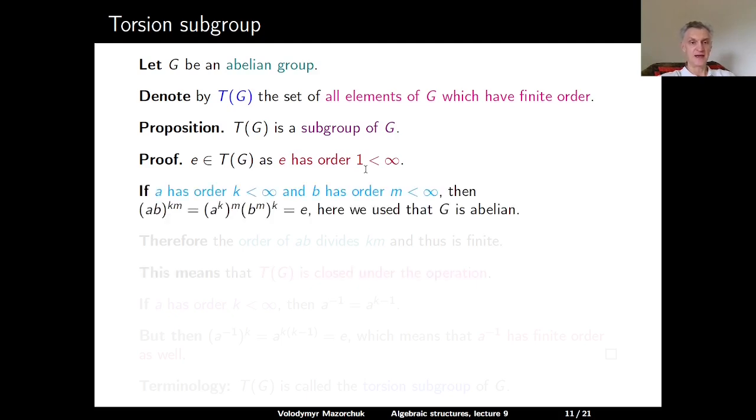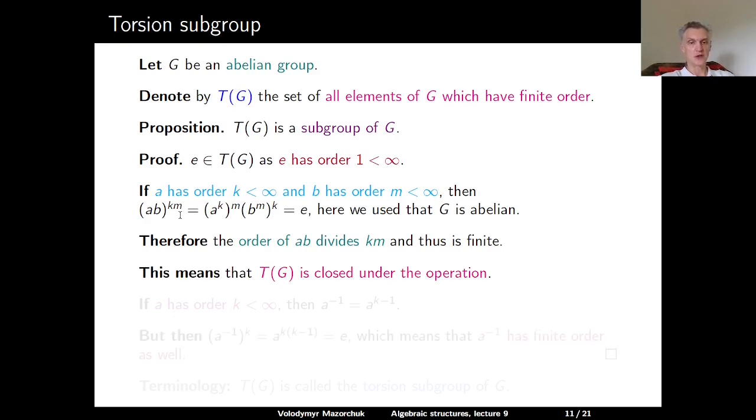Next, if an element a has order k and an element b has order m, and both k and m are finite, then (ab)^(km) can be written as (a^k)^m times (b^m)^k. And this is equal to the identity to the power m times the identity to the power k, which is the identity. And of course we can do this only since our G is abelian, so we can permute a and b in any order we wish. But this means that the order of the product ab divides the product of k and m, and thus is a finite number as well. And so T(G) is closed under the group operation in G.